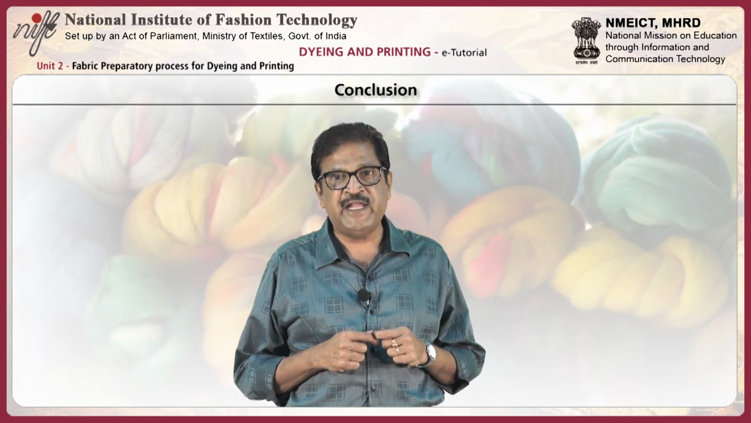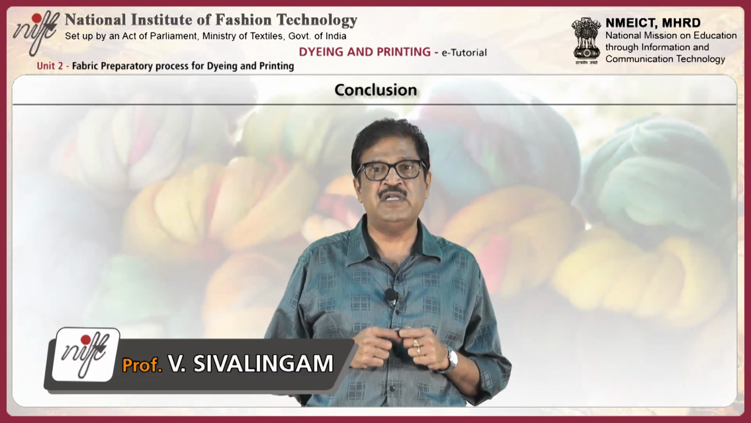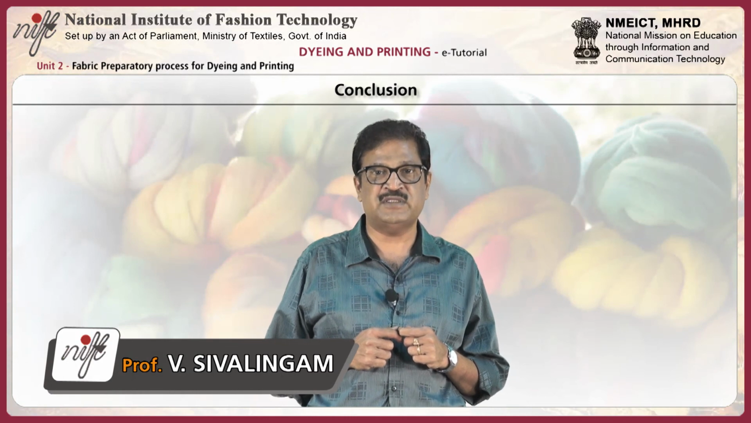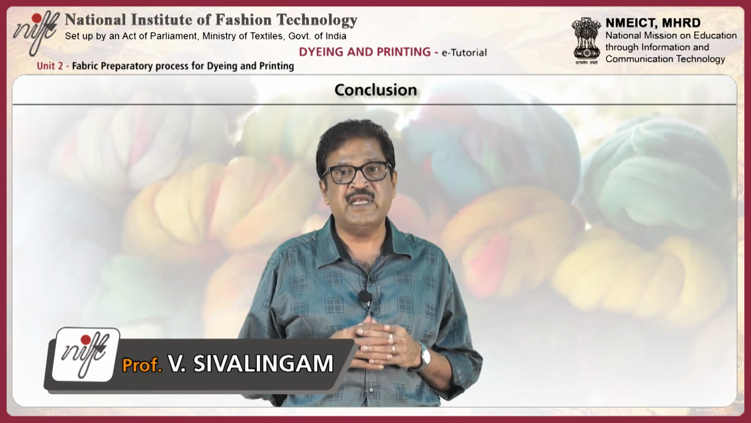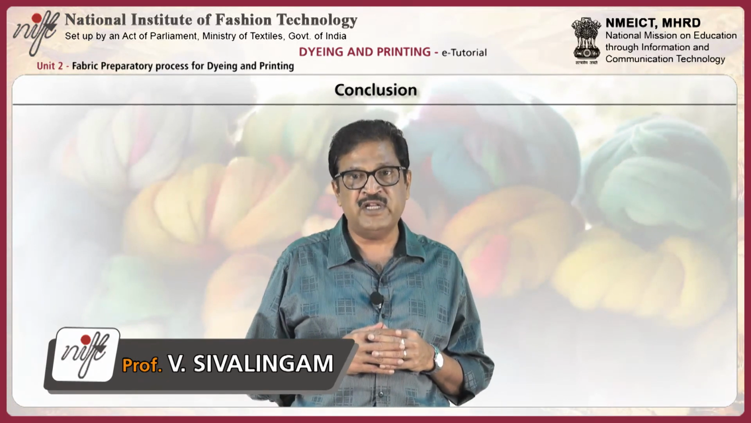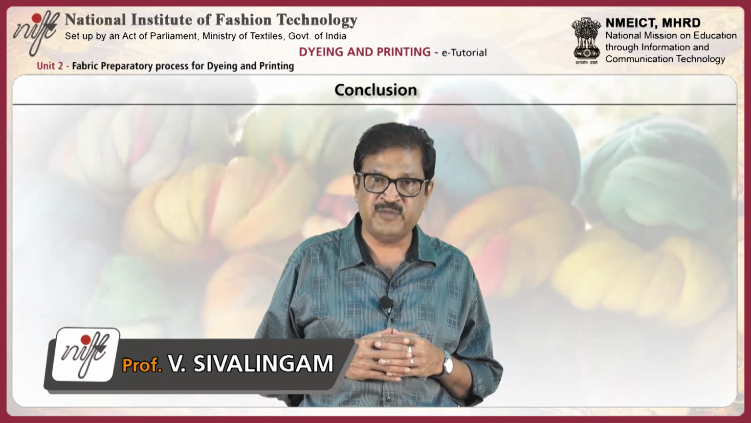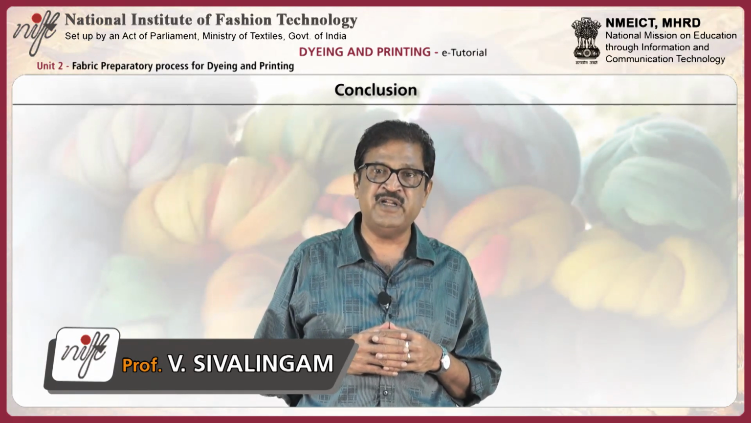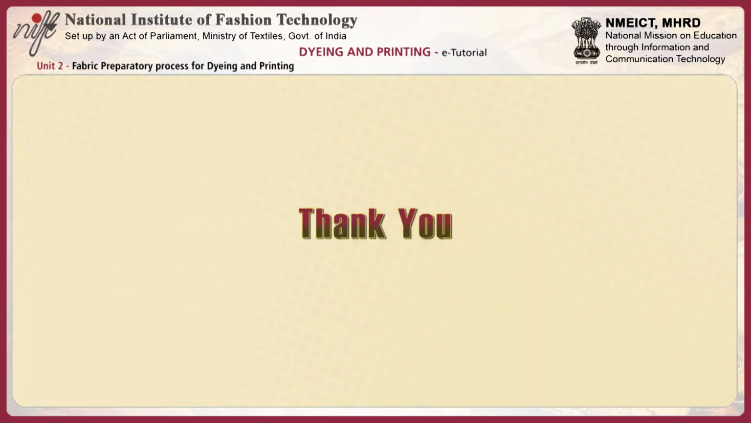You have come to the end of this unit. To summarize, in this unit, you have learnt about the preparatory process involved in dyeing and printing process. You have also reviewed the operations in different departments in processing houses: cotton preparatory process, wool preparatory process, silk preparatory process and the polyester preparatory process. Finally, you have also examined the important pre-treatment process sequence for different types of fibers. Thank you.